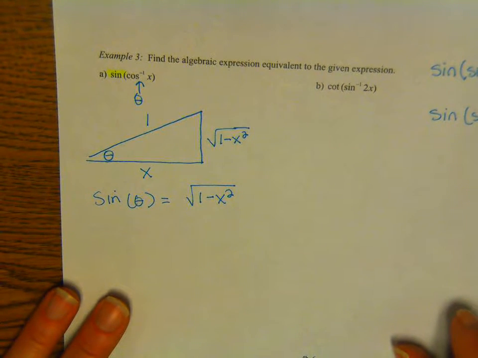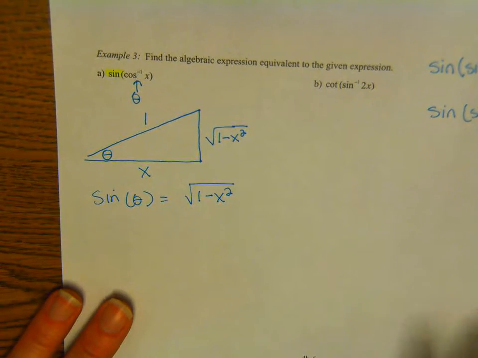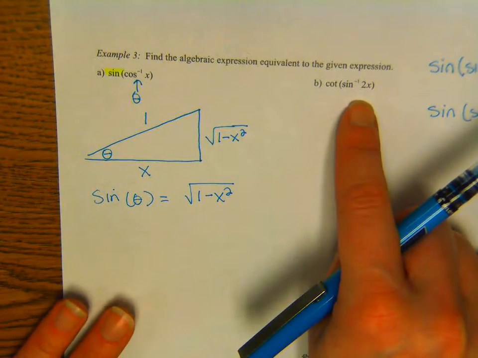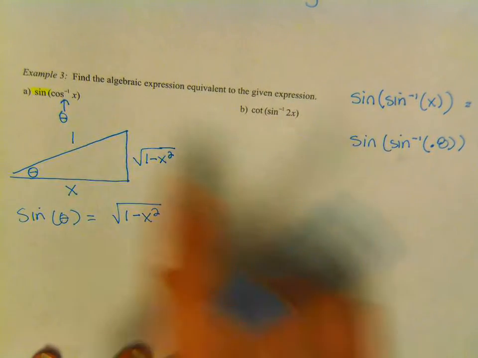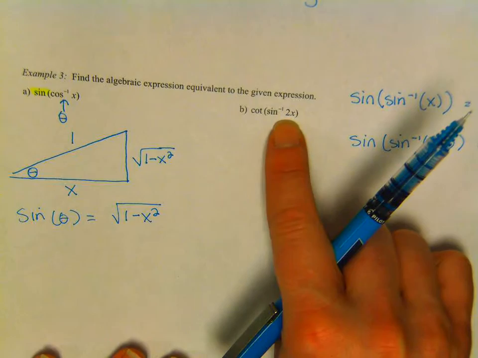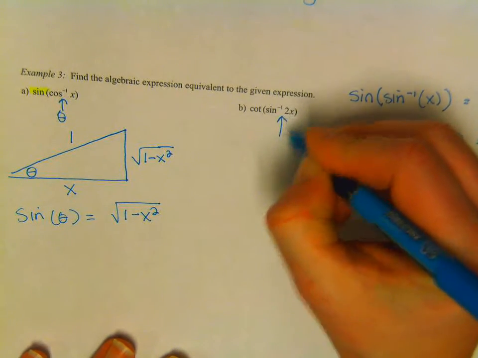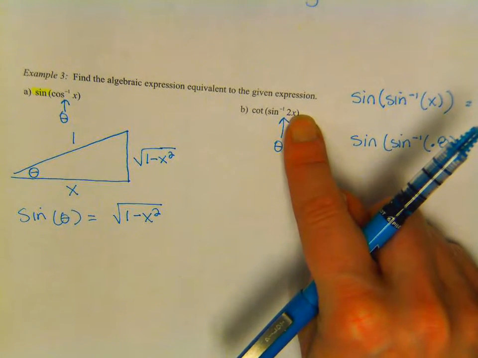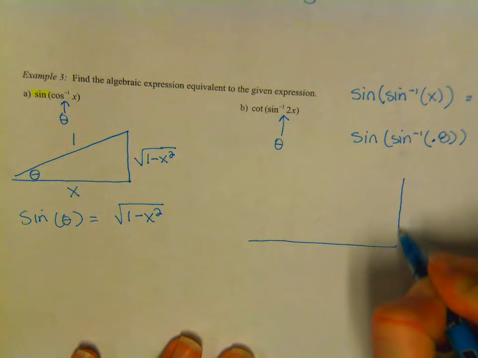All right. Now, you can do this with any expression. I just did it with an x. You could do it with a 2x. You could do it with an x and a 2. So I'm going to show you in a second what it would look like if the sine inverse was 2x. Okay? So I'm going to make this theta because we've agreed sine inverse should output an angle. I'm going to draw a triangle.